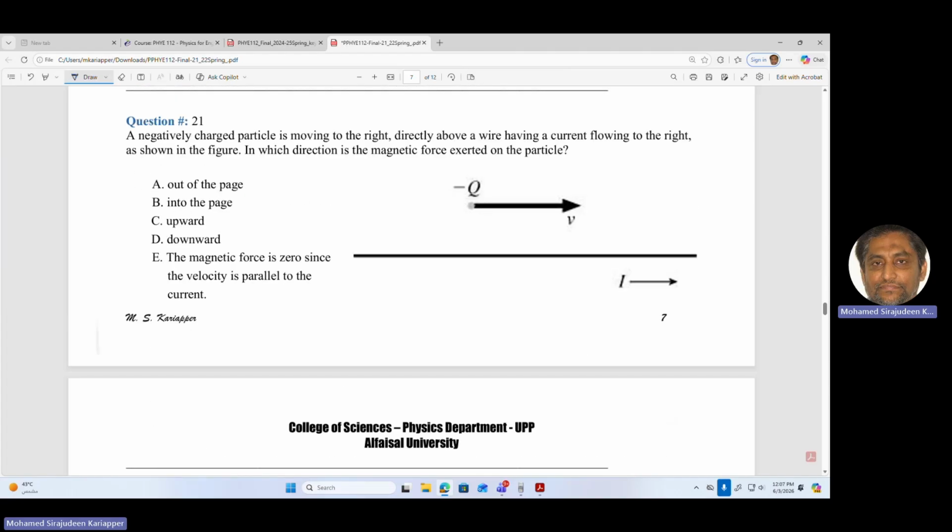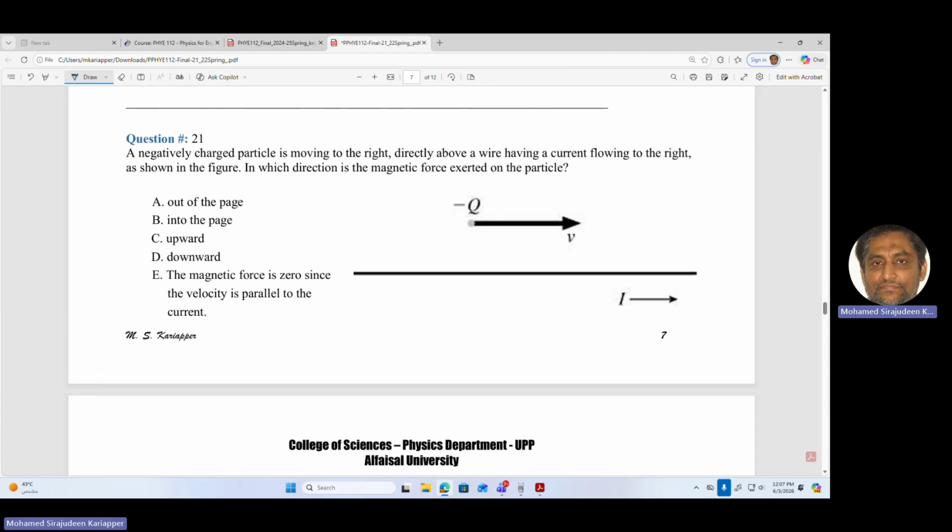Okay, so this is number 21. A negatively charged particle is moving to the right, directly above a wire having a current flowing to the right, as shown in the figure. In which direction is the magnetic force exerted on the particle? Right. Can you do it?